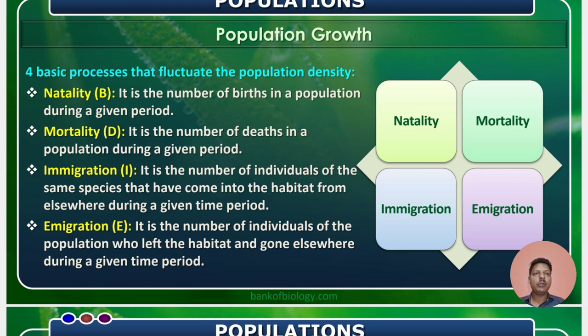First is natality, which is denoted as capital B. Natality is the number of births in a population during a given period. Mortality is the number of deaths in a population during a given period. Immigration is the number of individuals of the same species that have come into the habitat from elsewhere, from the outside, during a given time period. And emigration, capital E, is the number of individuals of the population who left the habitat and gone elsewhere during a given time period.